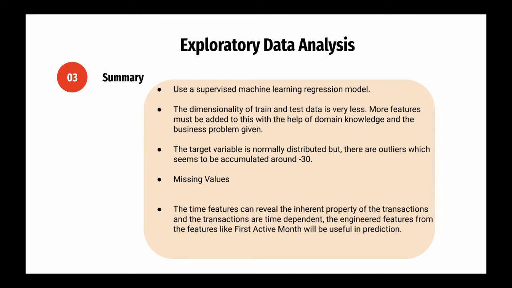Thirdly, the target variable is normally distributed, but there are outliers which seem to be accumulated around -30. Data is not complete as missing values are present in the merchant, historical and the new merchant transactions. So these missing values must be imputed for better prediction. Finally, the type features can reveal the inherent property of the transactions, and the transactions are time dependent. The engineered features from features like first active month will be useful in the prediction.